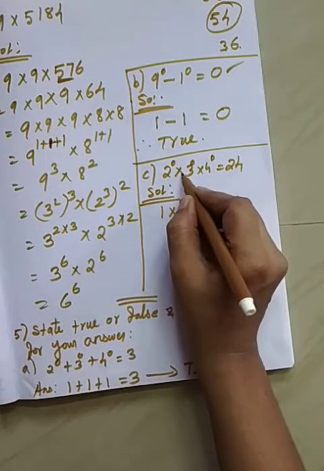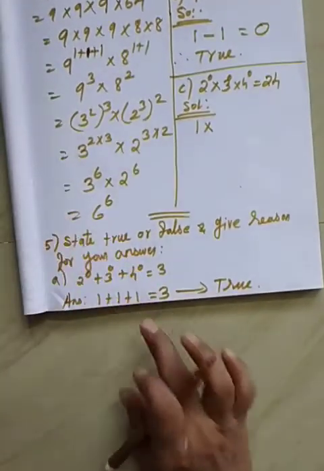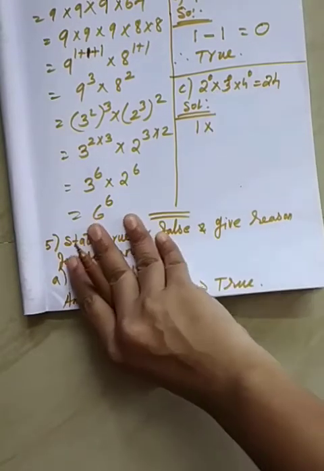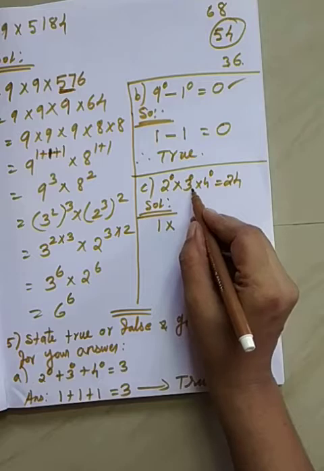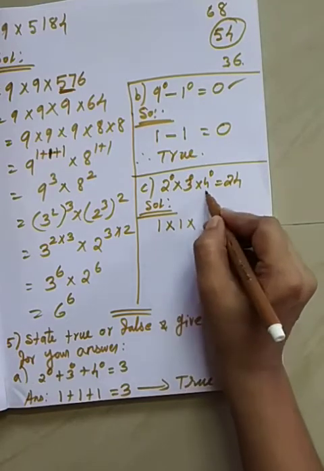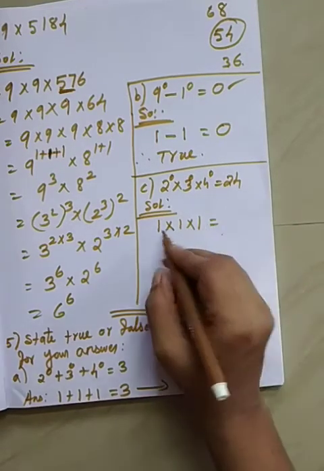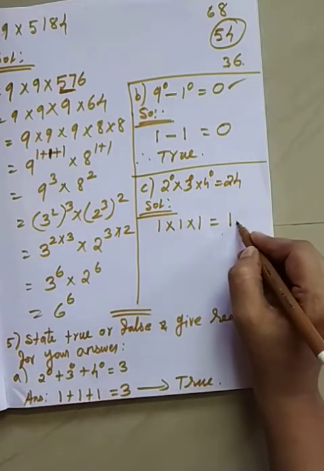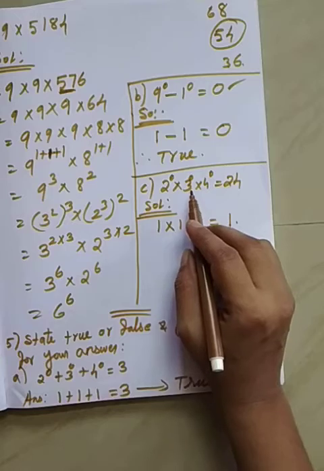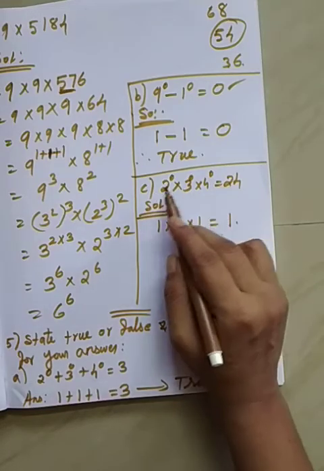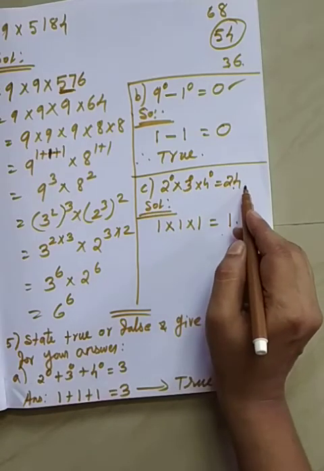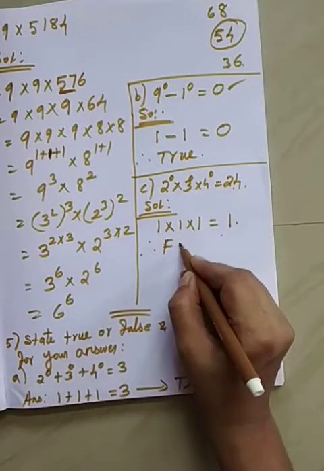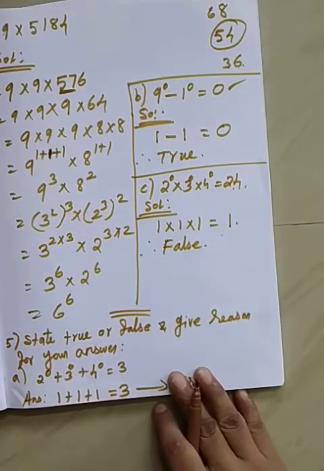Here the symbol is into. In the previous problem it was the plus symbol, but in this one it is the into symbol. So 3 power 0 has value 1, and 4 power 0 has value 1. So 1 into 1, what is your answer? 1. So this is your answer. But in your question the answer is 24. This is wrong, so we can say this is false. Everybody clear?